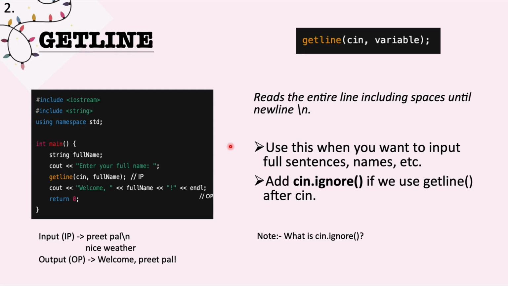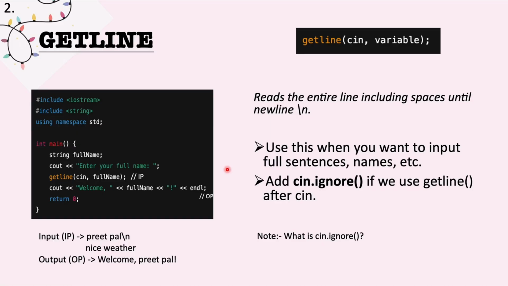Now to overcome this problem, we use getline, in which we pass cin and the variable as parameters. It reads the entire line including the space until we reach the new line character. So it is majorly used for full sentences, names, etc.